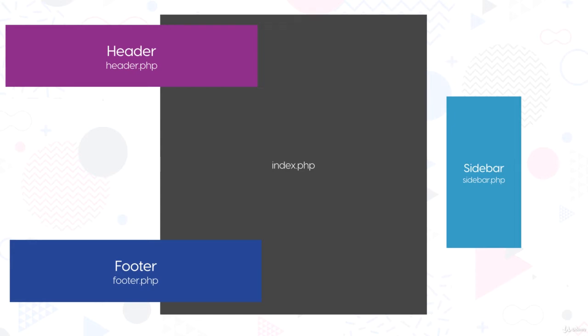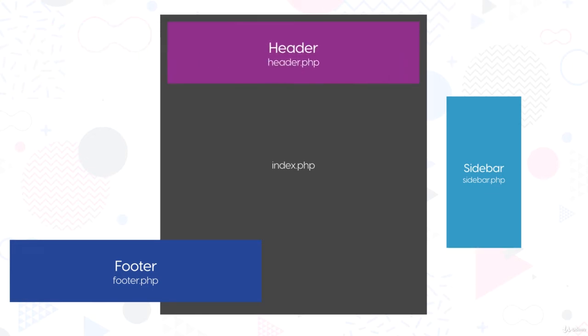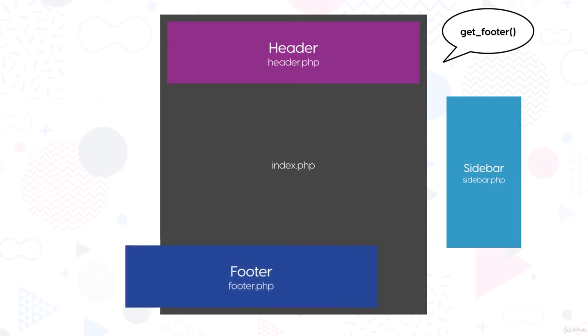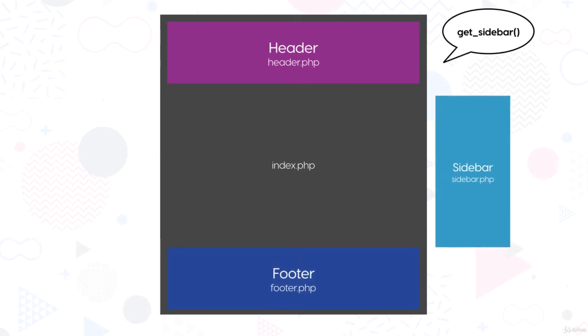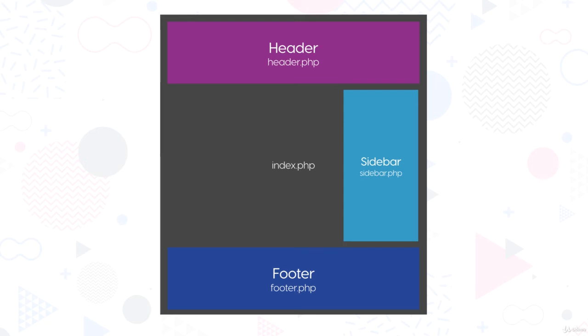And so to pull these templates in the main template, we use template tags. We have some predefined template tags like getHeader, which will pull a file called header.php, and getFooter, which will pull a file called footer.php, and of course getSidebar. There are also functions like getSearchForm, which will get a search form template, and you can actually create your own templates and include them using a function called getTemplatePath, and we'll use this function a lot throughout this course. So let's see how that will look in code.